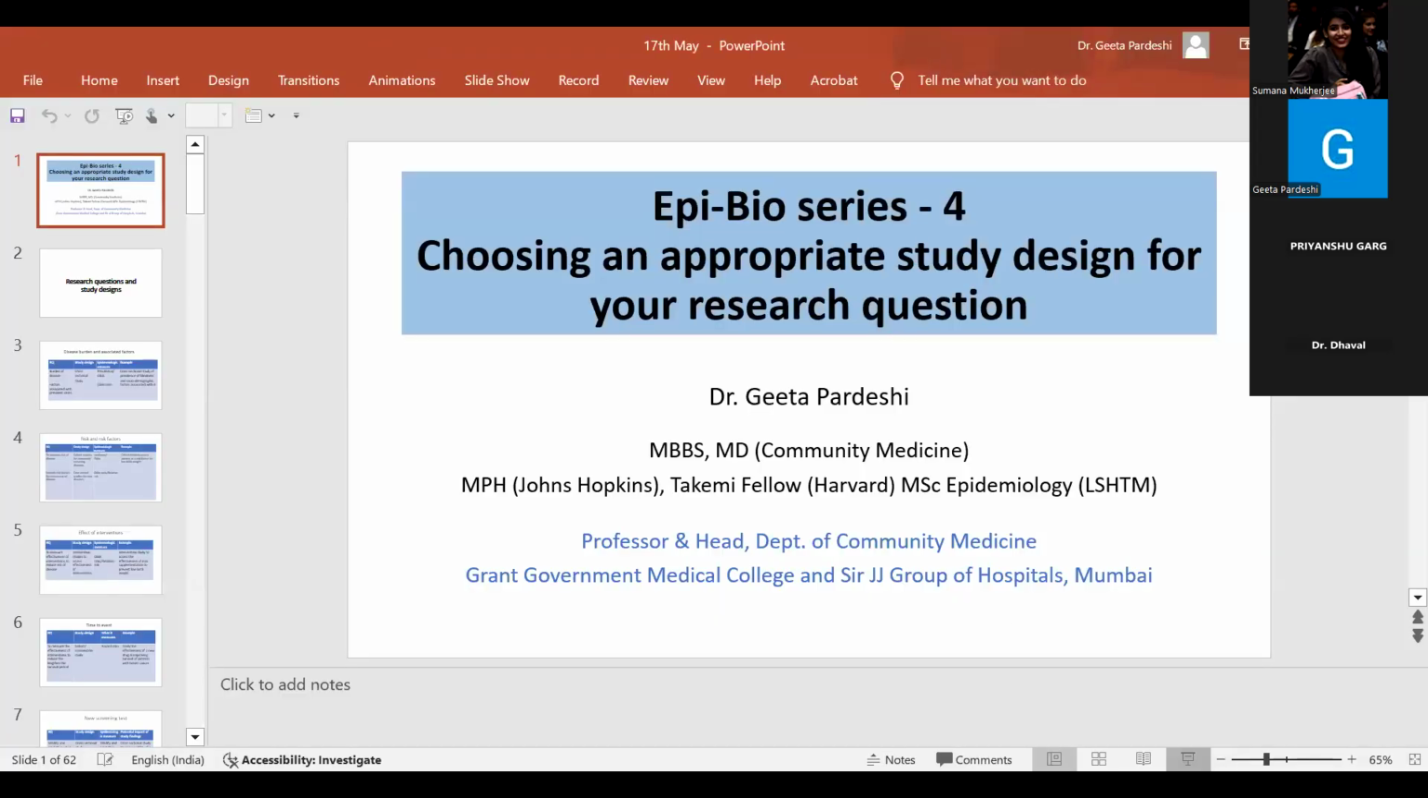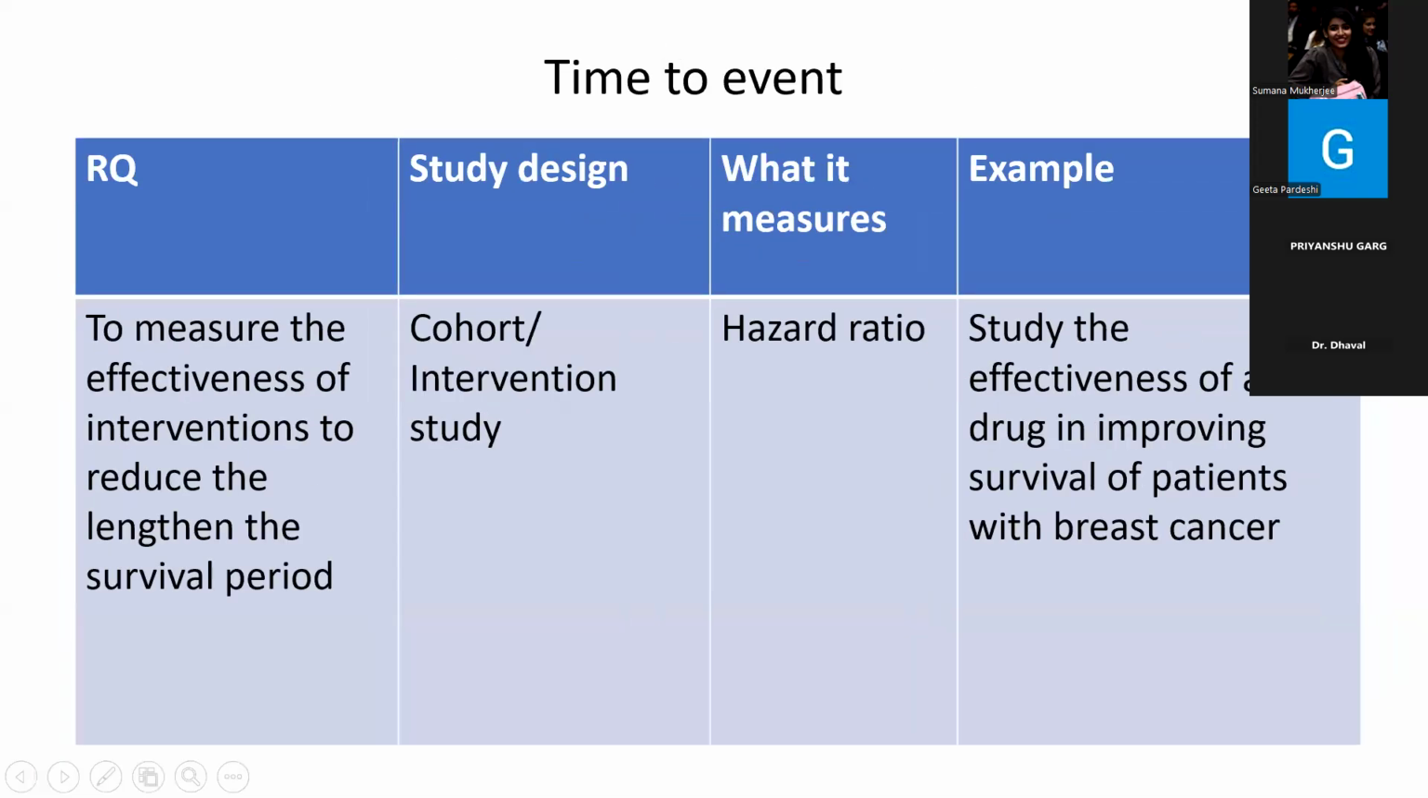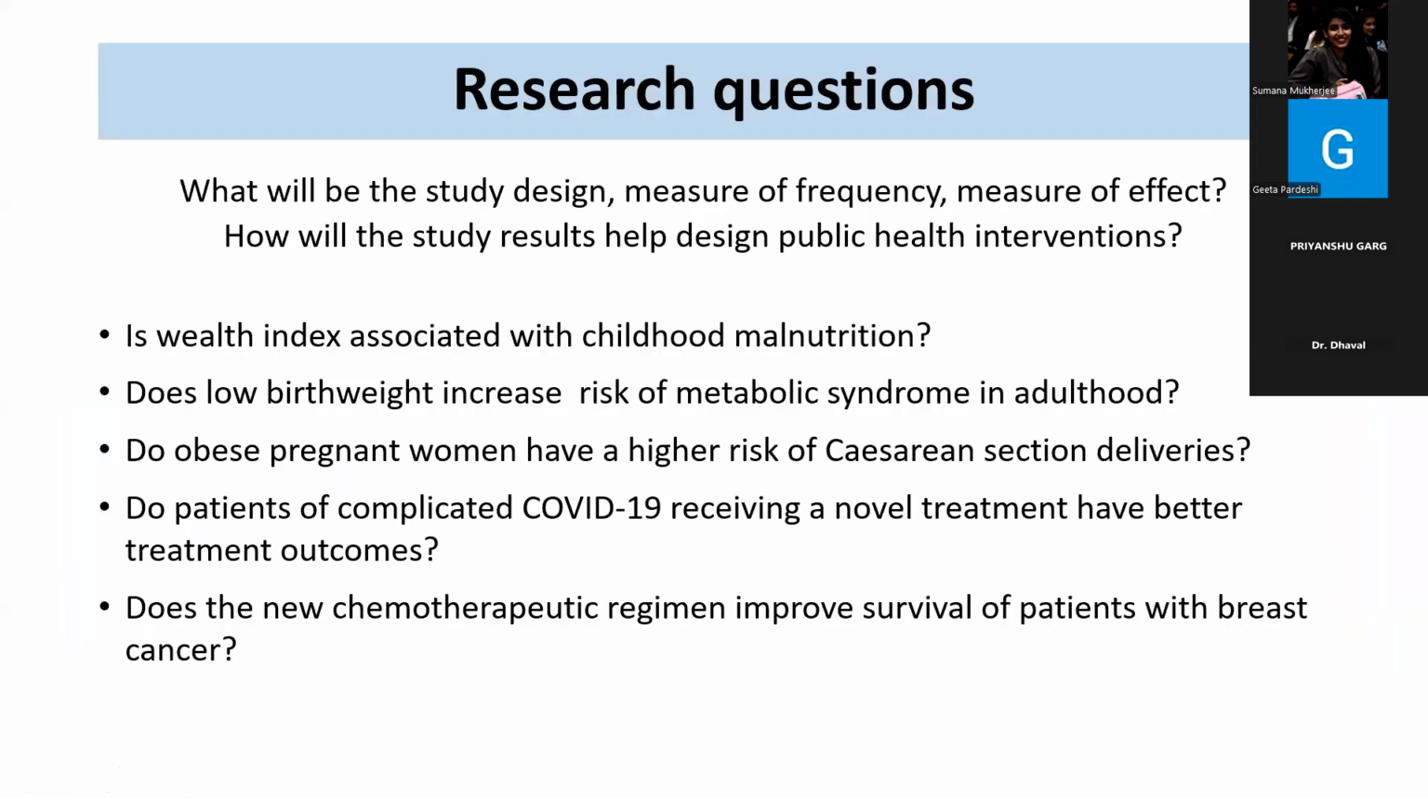So what you said was right. But what is the issue with the study design you have mentioned? Ma'am, loss to follow-up. Okay, from birth to the development of metabolic syndrome. What is the common age group in which metabolic syndrome occurs? It will occur either in adulthood or later in age, right? So it will be a very long period of follow-up.